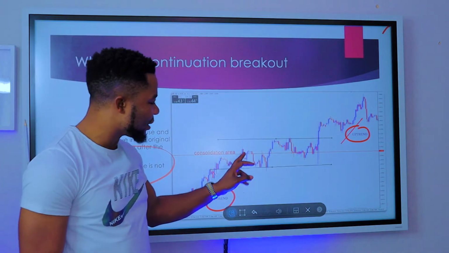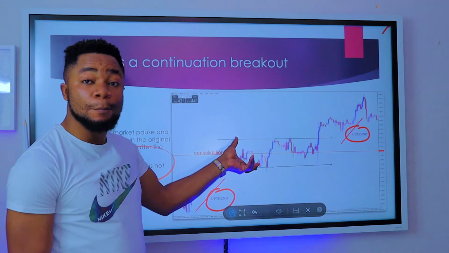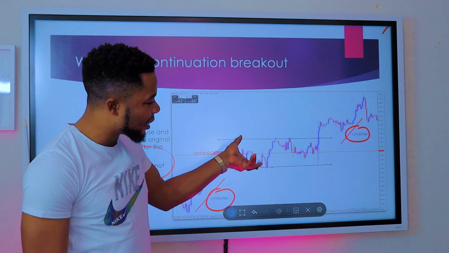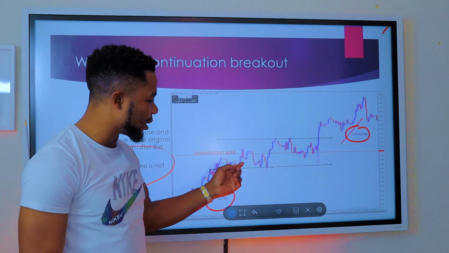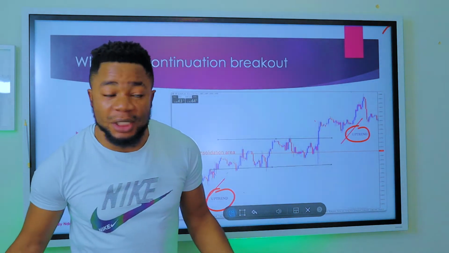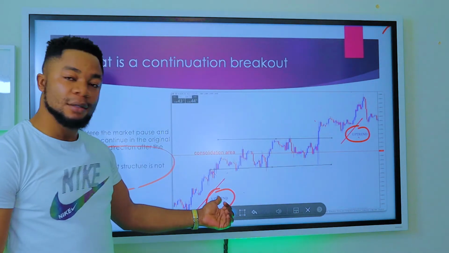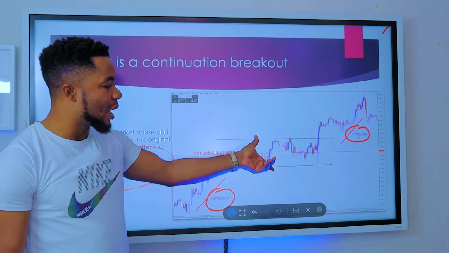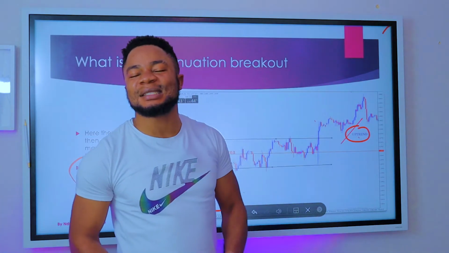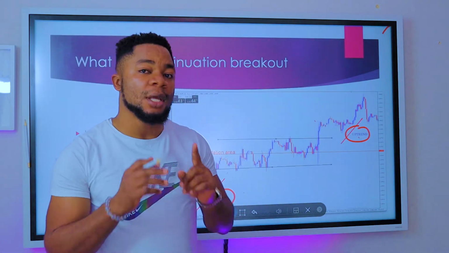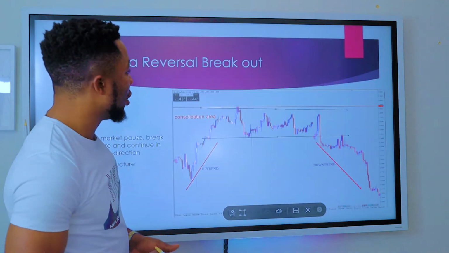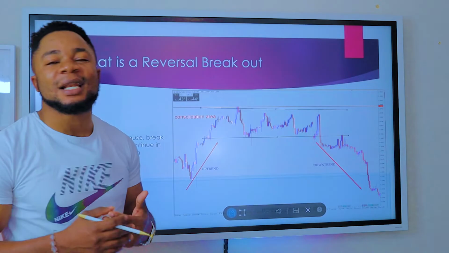And after that range, you can see this is where they say there was a pause between the buyers and the sellers. After that range, what happened? The market just kept bouncing on support, and then the market continued on the original trend. What was the original trend? The original trend was an uptrend. Even after our range or our consolidation, the original trend is still an uptrend. So the original trend is maintained and the structure is not broken. That is an example of what we call a continuation breakout. Good. Now let's go to a reversal breakout.